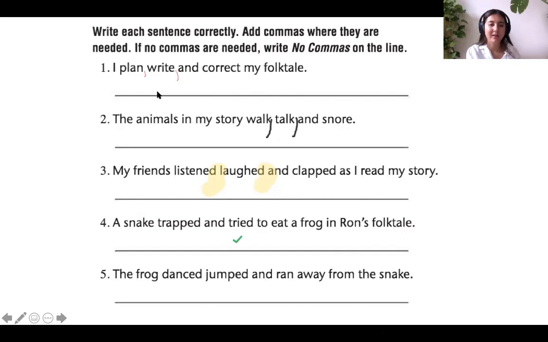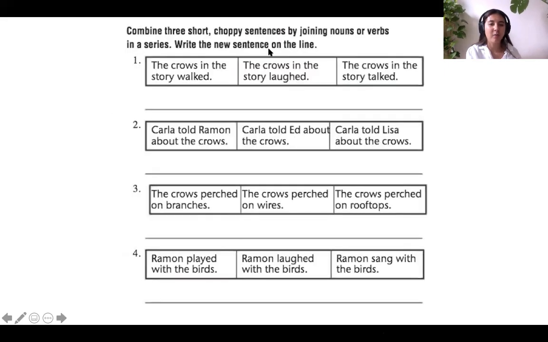I'm just going to give it a quick tick there. Okay, number 5. Fanchi, can you do that one for me, please? Good girl. The frog danced, jumped, and ran away from the snake. Well done, Banshee. Good job, guys. Okay, last page of our homework. Have a look.